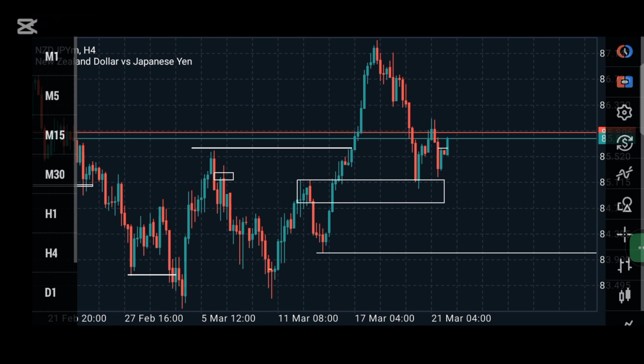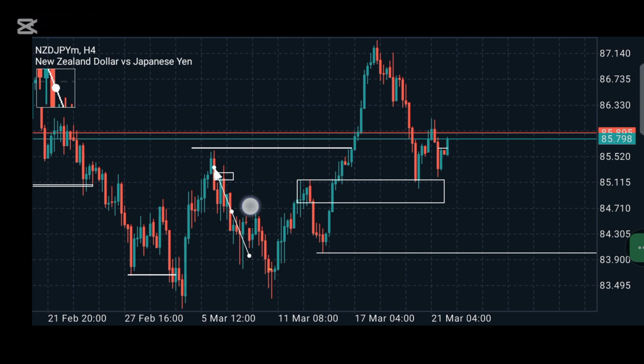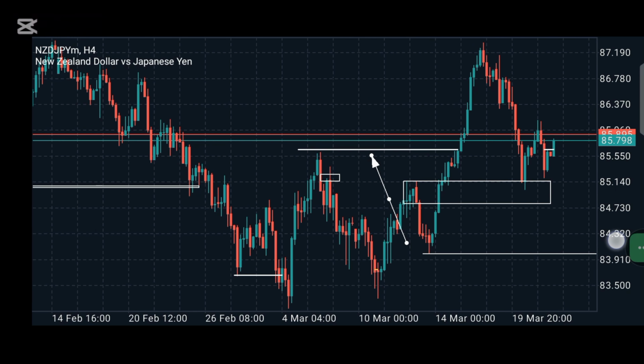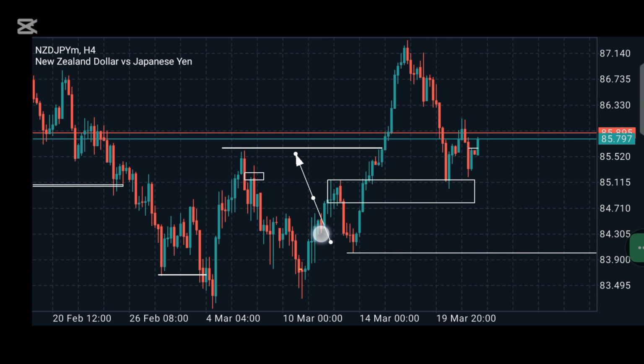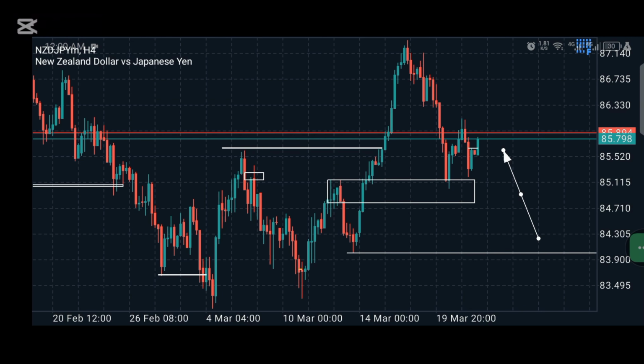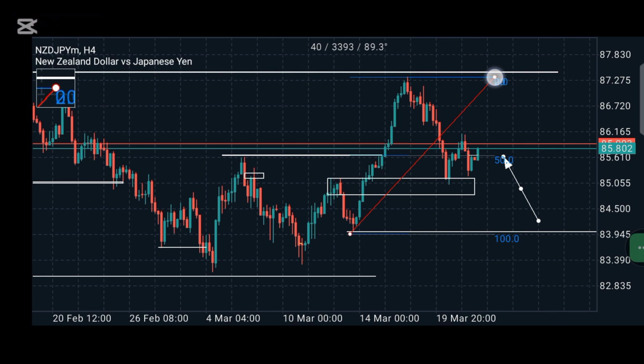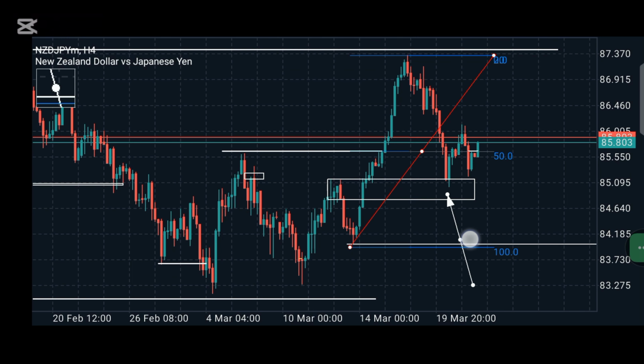So this is what happened here. This is a break of structure to the upside on the 4-hour time frame. Then you can see after a break of structure, the normal thing you should be expecting is price action trading into your discount level, so you can get your buy price action at the discount level. So you buy at the discount price, then you sell at premium. So that's the normal thing.